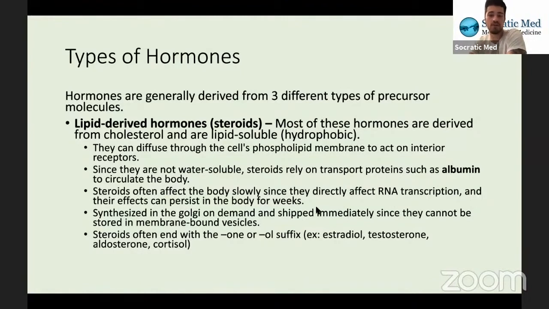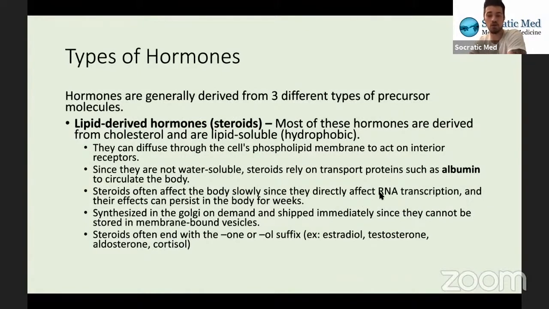So steroids often affect the body slowly since they directly affect RNA transcription. So a lot of steroids act directly on RNA transcription, and that's their function. It's not like a peptide hormone, where we'll talk a little bit about how it alters the enzymatic stuff that's going on inside the cell. These actually directly affect RNA transcription and what is being transcribed. So because of that, their effects can persist for weeks in the body.